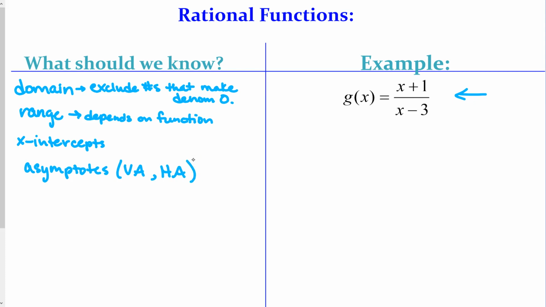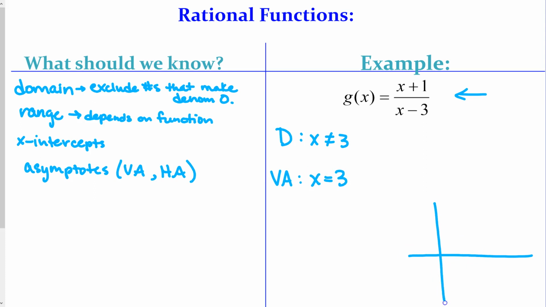All right, so if we look at this example, let's look at the denominator. What makes the denominator 0? That would be x equals 3. So the domain is x cannot equal 3. X can be anything else, just not 3. Now, that's where we're also going to have our vertical asymptote. Since x can't equal 3, the line x equals 3 is a vertical asymptote. So if I start a little sketch here, we would have something like this.